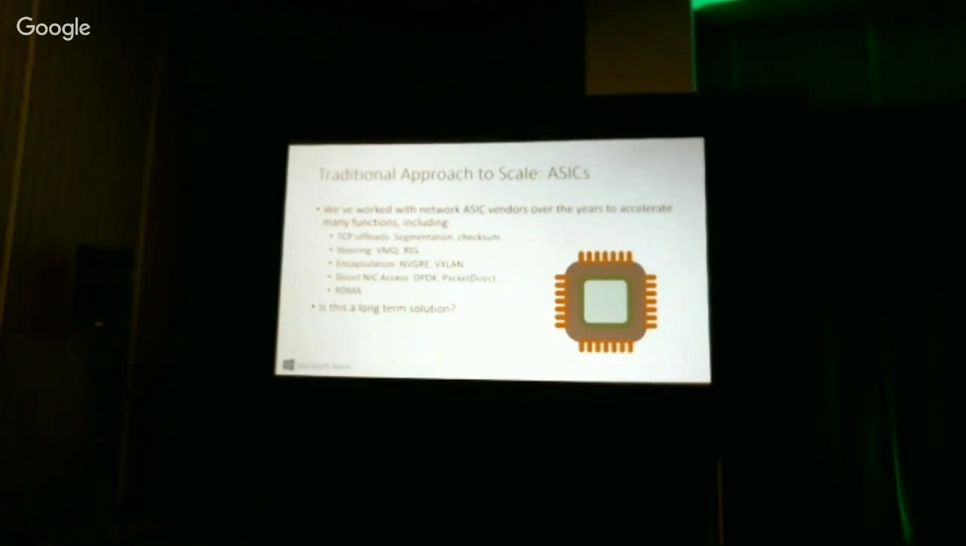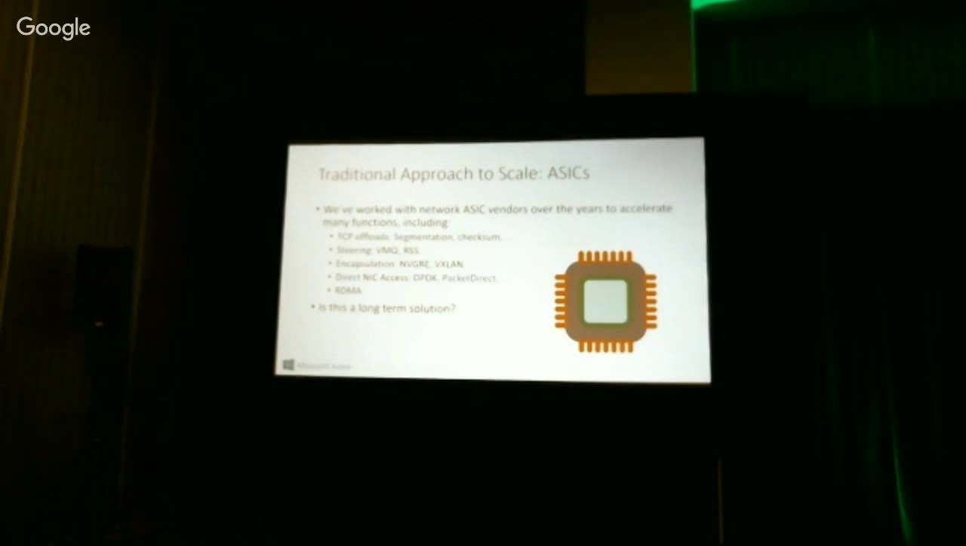The traditional approach to solving problems like this is to use ASICs. We've worked with many network ASIC vendors over the years to accelerate a whole bunch of functions, including your standard TCP offloads that you get on any server, segmentation or checksum. We've done a lot of work on improving steering technologies like VMQ, RSS, creating multiple queues for VMs that can do connection load balancing to scale to multiple cores. We've done offloads with ASIC vendors for NVGRE, VXLAN. There are public specs for how to do this in Hyper-V.